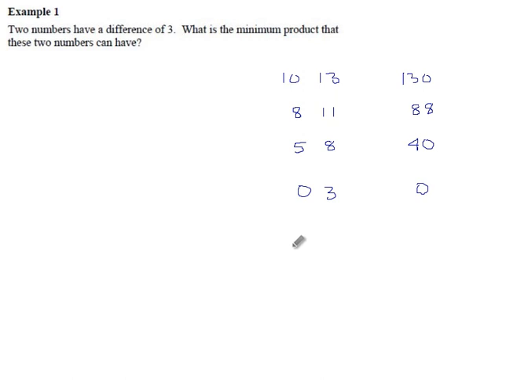Does it keep doing that forever? What if I have minus 10 and minus 7? Well, now the product is 70, so the product was dropping for a while, but then it rebounded and started coming back up. We had 130, 88, 40, 0, and then back up to 70. Somewhere in here, there must be a minimum. There must be a place where this thing turned around or bottomed out. And that's what we're supposed to find, the minimum product.